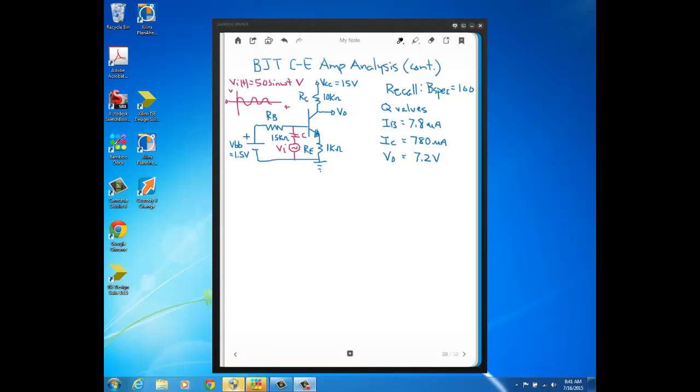And remember again, the big picture is that this is the signal that we wish to amplify. This V_I of 50, and this is actually millivolts here, so put a milli in there. This 50 sin(ωt) millivolts is the signal that we want to amplify.